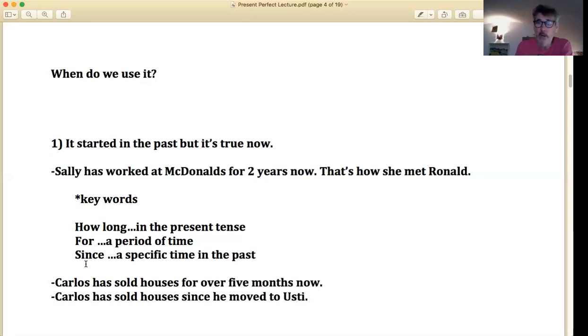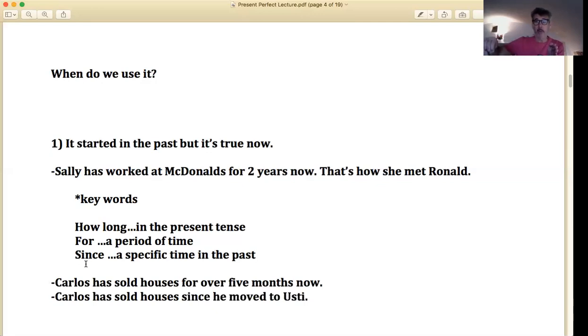So when we have for, and we're talking about in the present tense, for a period of time, it could be for 5 months, for 5 minutes, for 500 years, for 5 weeks. All right. So this is for a period of time, for 27 days, for 18 years, for 22 minutes. It doesn't matter. Okay. It's for a period of time. And since is going to reference a specific time in the past.